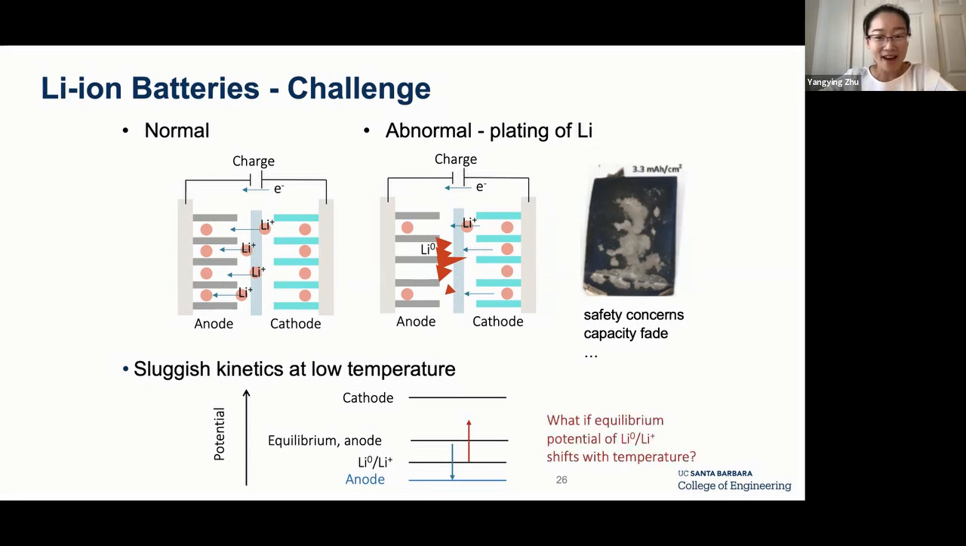But what we think is, what if you have a temperature non-uniformity inside a battery? The temperature can potentially impact the equilibrium potential of this lithium plating. So if that shifts with temperature, you can totally have a region inside the battery with a lithium plating potential higher than the anode potential. That can also trigger lithium plating to occur.